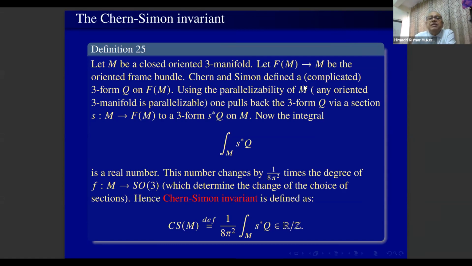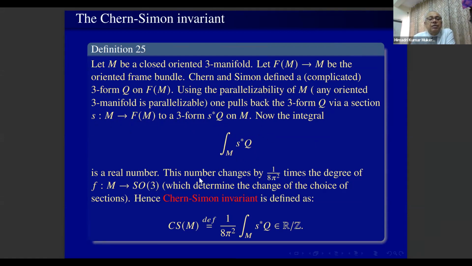So Chern and Simons defined a complicated three form on this frame bundle, and using parallelizability of M, since any oriented three manifold is actually parallelizable, one pulls back the three form via a section. Sections always exist when M is parallelizable. So you take a section, pull back the three form which you are defining on this, and integrate it along M.